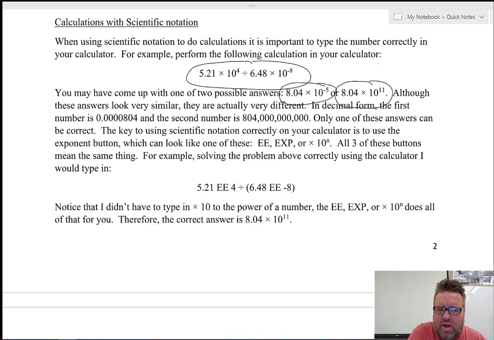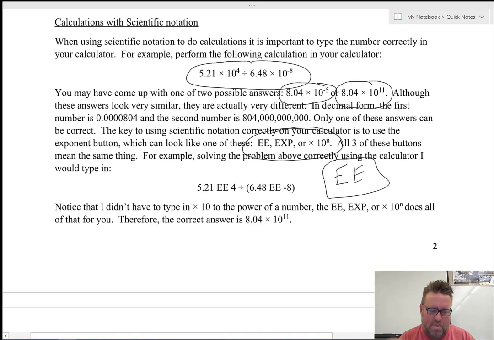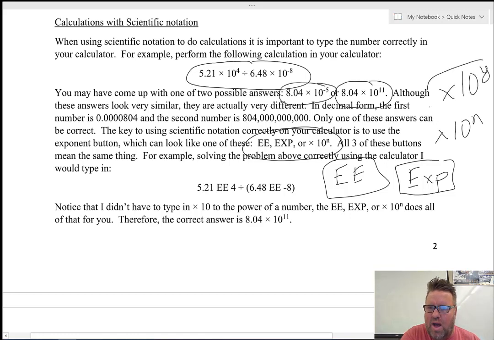Most new calculators will have one of a few buttons. A lot of them will have a button that has a double capital E on the button, or maybe it's right above a button. For example, on this calculator, it's right above the number 7. You might have a button that has an EXP, or a times 10 to the N, or maybe a times 10 to the Y. Pretty much every scientific calculator is going to have one of those buttons. And the nice thing is all of those buttons mean the exact same thing.